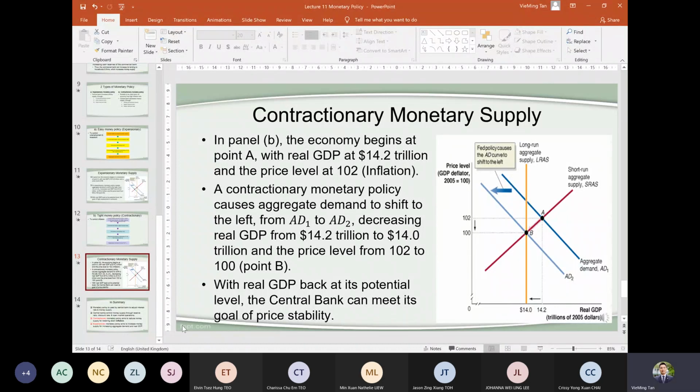Okay. So any questions so far on this? On monetary policy?